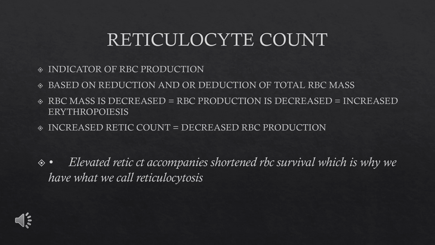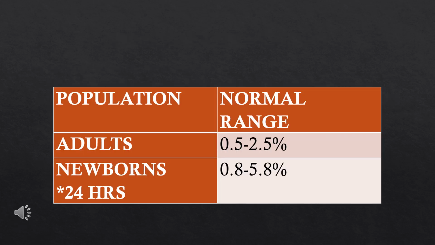reticulocytosis. So this is your table for the normal range of your reticulocyte count. For adults, we have 0.5 to 2.5%, while for newborns, you have 0.8 to 5.8%. Note that for newborns, this is only applicable for the first 24 hours of their life.